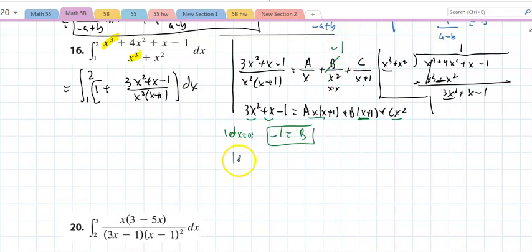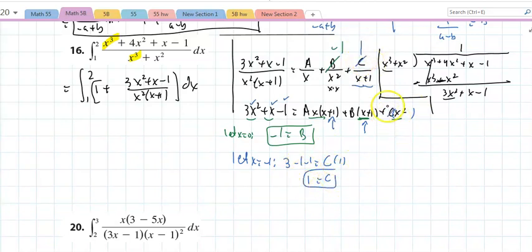And I'm going to let x equal negative 1. Negative 1 squared, that's 1, that's 3. Minus 1 minus 1. A negative 1 in there will make that a 0. A negative in there will make that a 0. C, negative 1 squared will make that a 1. So that means C is actually a 1. I got C as well to be a 1. This is a 1, and this is a negative 1.